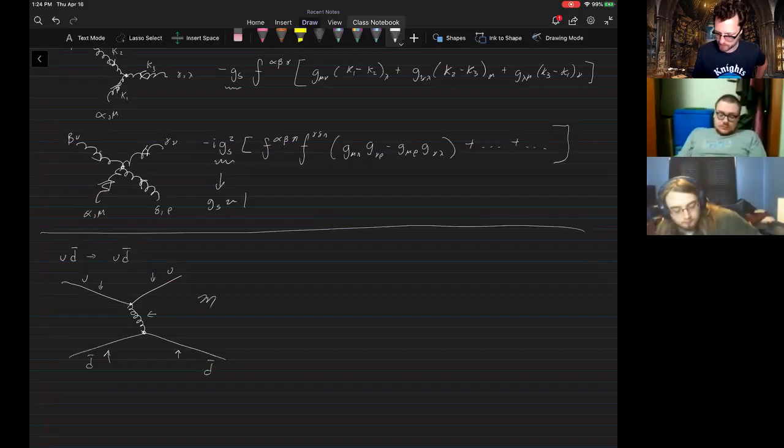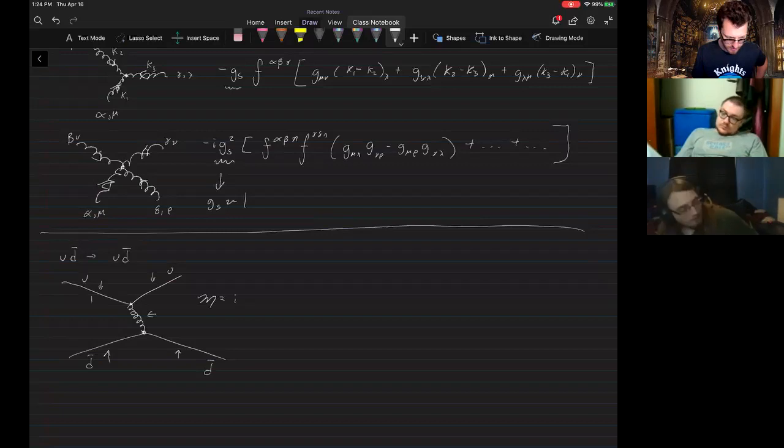So M, the invariant scattering amplitude, has to look something like this. It looks like i. And let's label these things. So this guy, say, I'll call particle 1. This guy we can call 2. This guy we'll call 3. And this guy we'll call 4, leg 4.